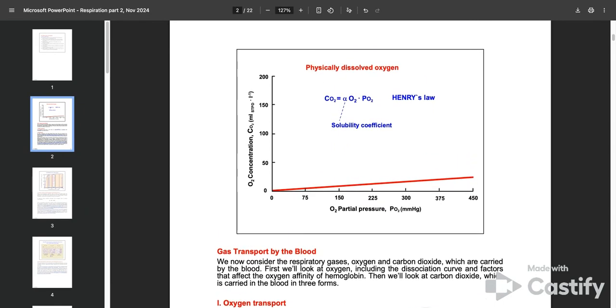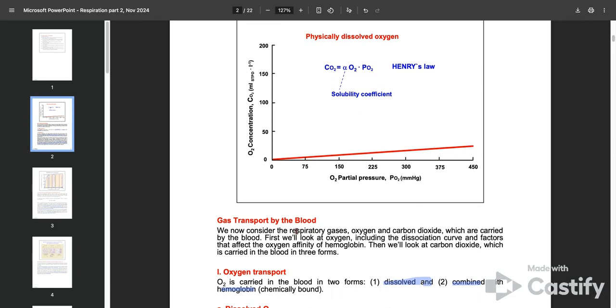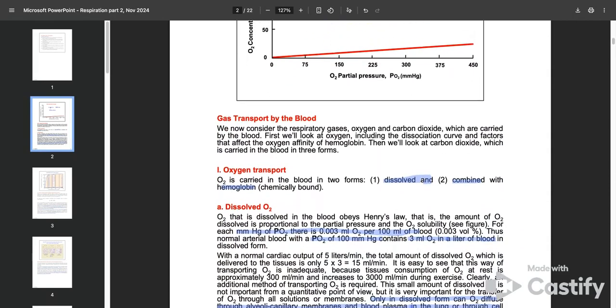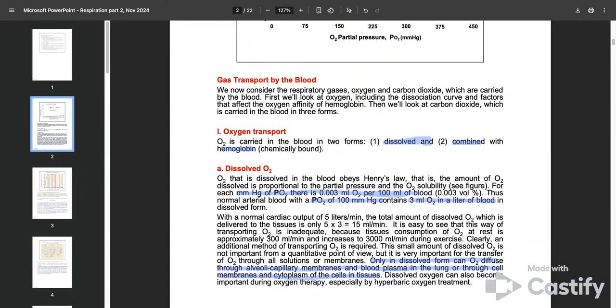Okay, so first of all, physically dissolved oxygen. Gas transport by the blood. In the blood we have oxygen dissolved and oxygen bound to hemoglobin. Dissolved oxygen, you need to know that for each millimeter of mercury of partial pressure of oxygen, there is 0.003 milliliters of oxygen per 100 milliliters of blood. Thus, normal arterial blood with a partial pressure of oxygen of 100 millimeters of mercury contains 3 milliliters of oxygen in a liter of blood. Normally, our cardiac output is 5 liters per minute, so we'd normally have like 15 milliliters per minute. Okay?